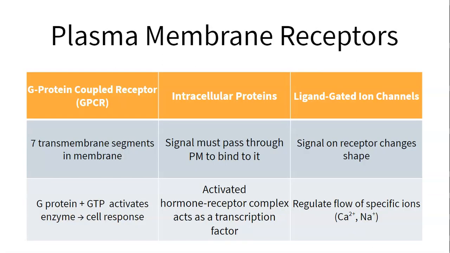Here's kind of a separation of the three different kinds. On the left, you have the G protein coupled ones. On the right, the ligand ones. And in the middle are the intracellular ones.